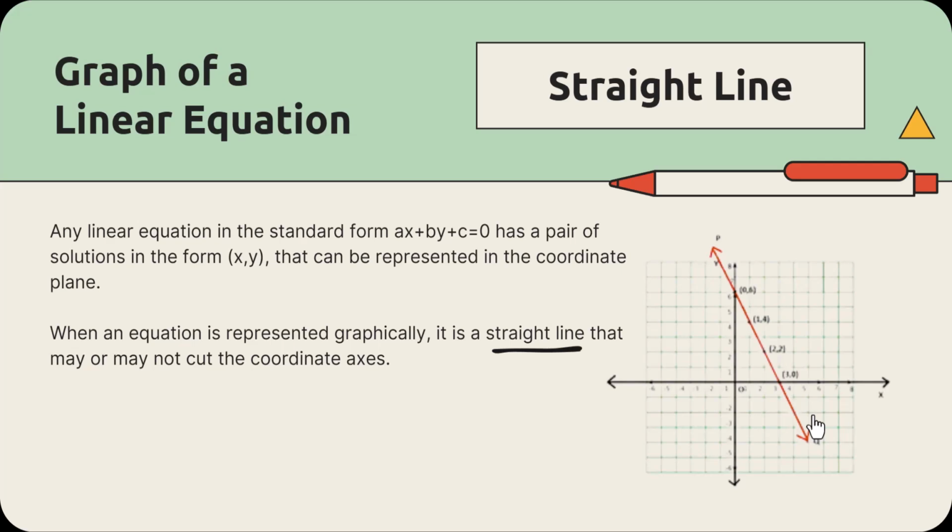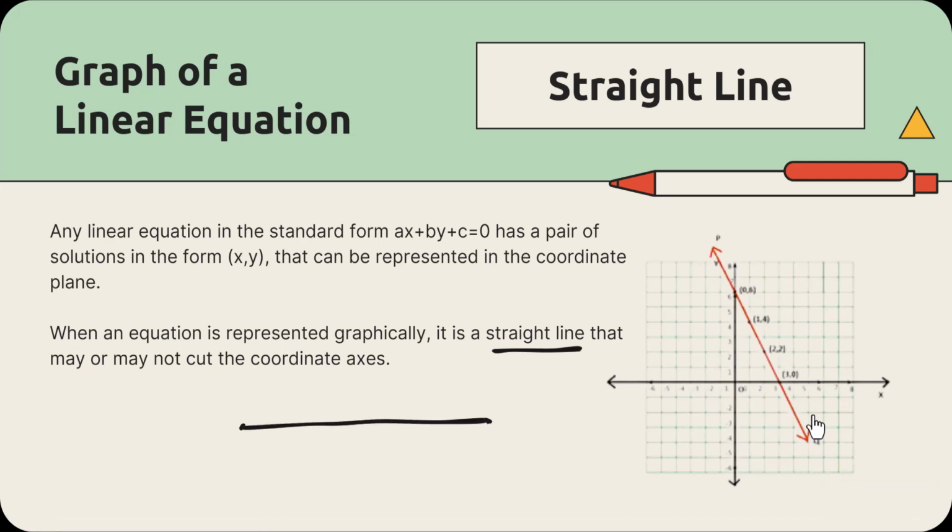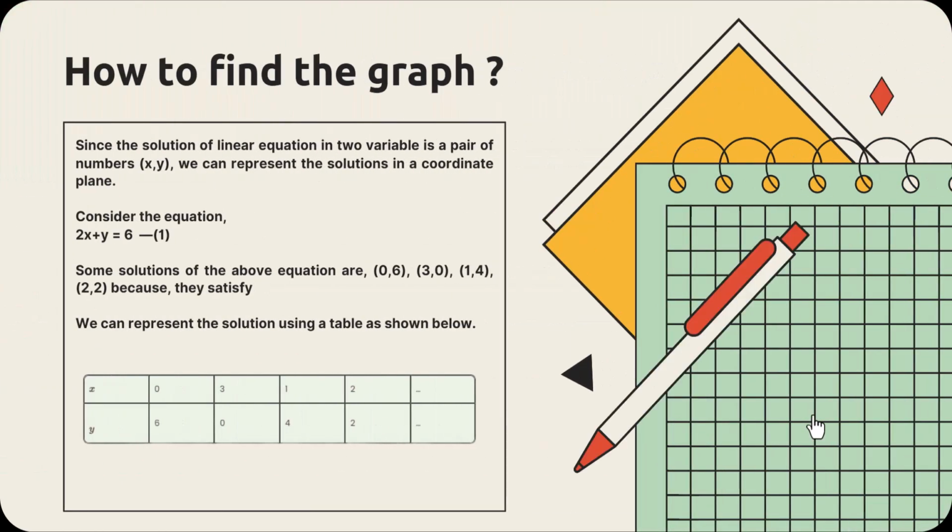So here in this line, for example, you just need 2 points. To draw a line, you just need 2 points, right? The same way, to draw the graph, you just need 2 points or 2 solutions. And every point in this graph is a solution to the linear equation. Every point in this graph or the line is a solution to the linear equation. So how to find the graph? Very simple. Let's consider the equation 2x plus y is equal to 6.